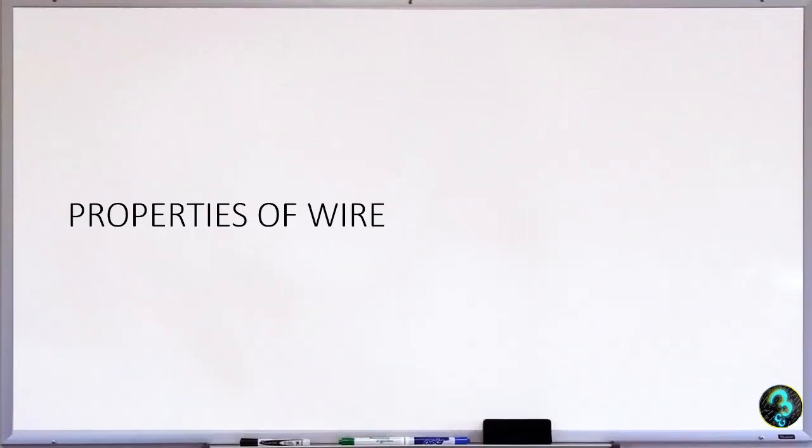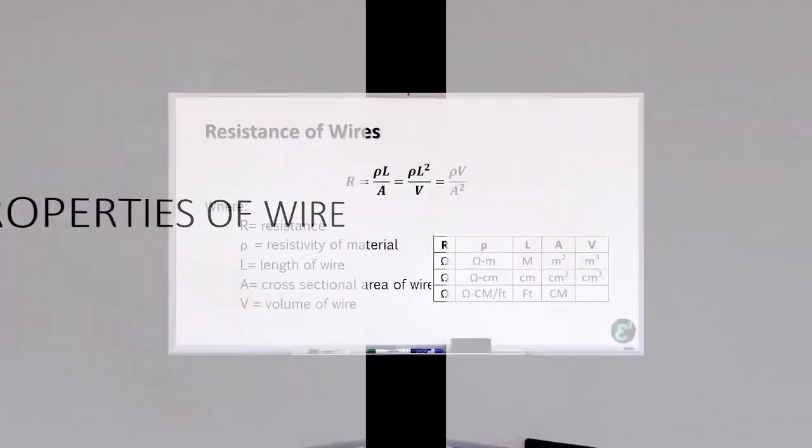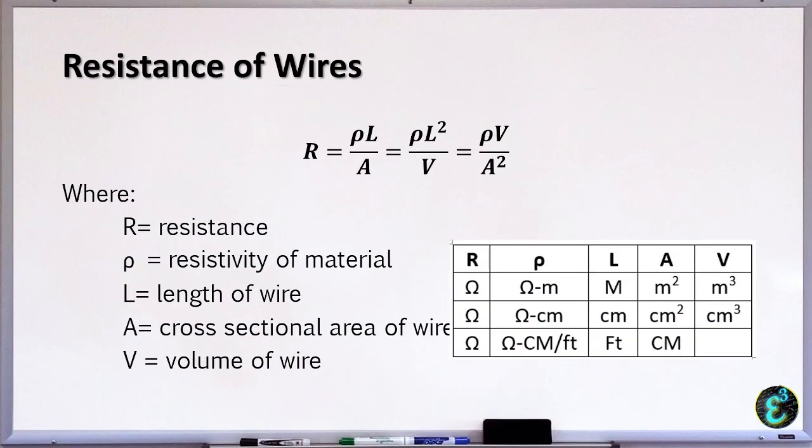So now we go to the properties of wires. Okay, so the resistance of a wire is given by the formula rho L over A. So your rho is the resistivity of the material. Your L is the length, yung haba ng wire. Your A is the cross-sectional area. And kapag given yung volume, so your V is your volume. So the unit, kunyari yung lahat natin is the resistance, so ohms lang lahat. Our resistivity is the one that will vary usually yung kanyang unit: ohm meter, ohm centimeter, tapos ohm circular mil per feet.